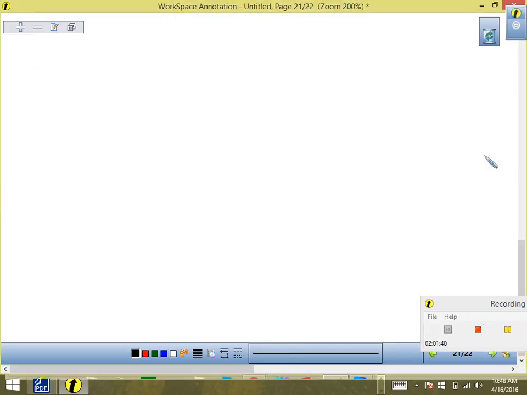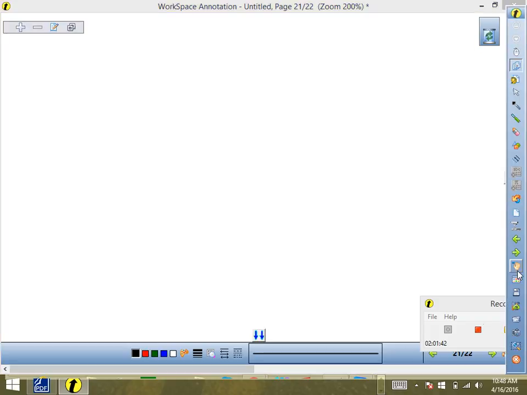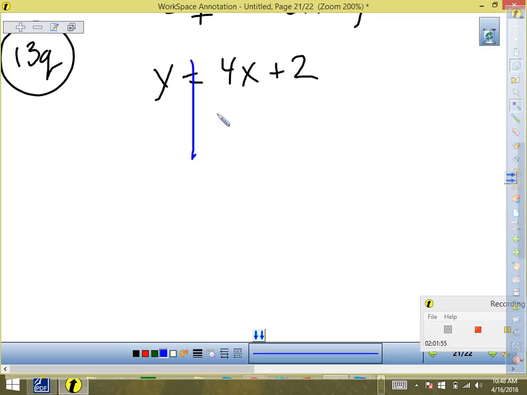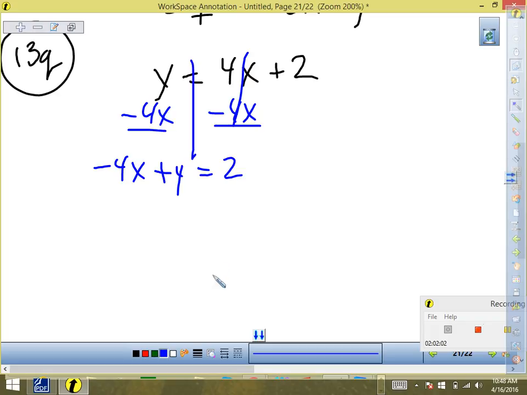Let's see. Here we go. Look up. So, to change this into standard form, line down the equal sign, minus 4x minus 4x. We get negative 4x plus y equals 2. Hands if you got that. And the other way that you should have written it is like this. 2 equals negative 4x plus y. Hands if you wrote that. Okay, very good. You need to write it both ways.